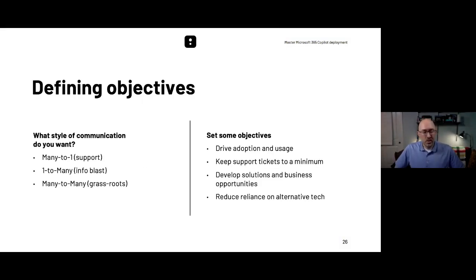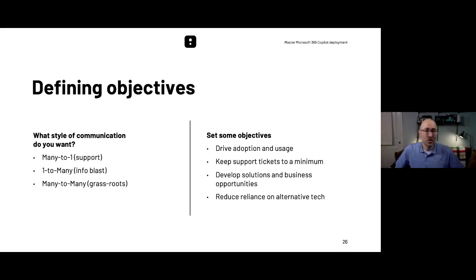So when you're defining those objectives, keep in mind the style of communication. We want to be consistent in the communication. So one of the things, for example, that you need to be aware of is how are you going to communicate many to one for support? You've got a whole lot of people coming to a very small group of people for support. Also, for pushing information out, how are you going to broadcast that out from that small group of people to everyone that's there? And then how do you want the masses to engage with one another?